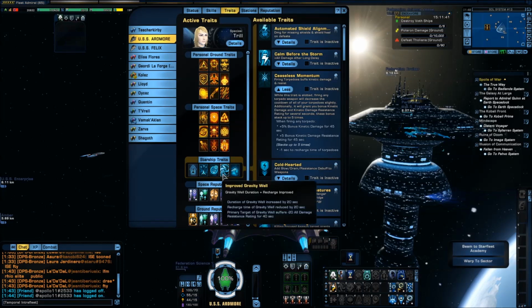And then we have improved gravity well. This is a nice to have. It does a couple things here. It increases the duration of the gravity well by 20 seconds. That makes your gravity well 40 seconds long. It reduces the recharge time of the gravity well by 20 seconds. Gravity well base recharge time is 1 minute, so that means it reduces the recharge time down to 40 seconds.